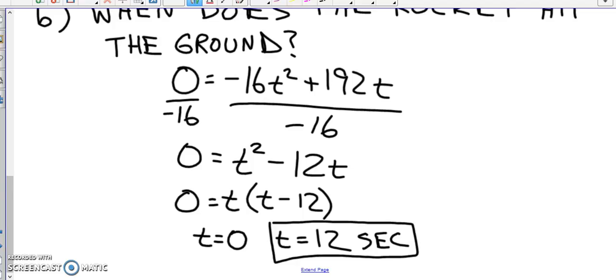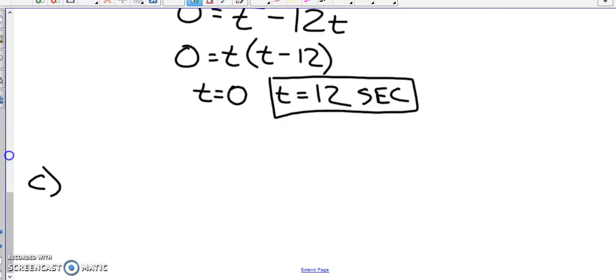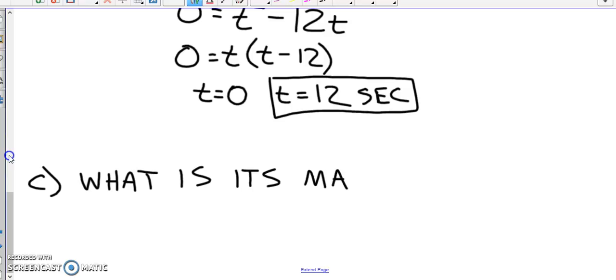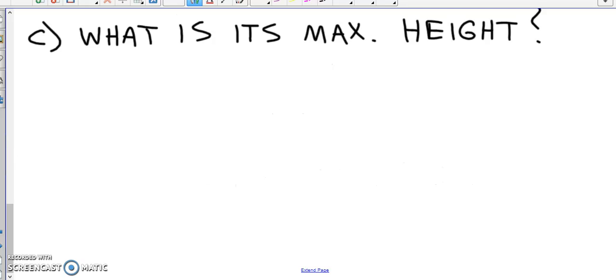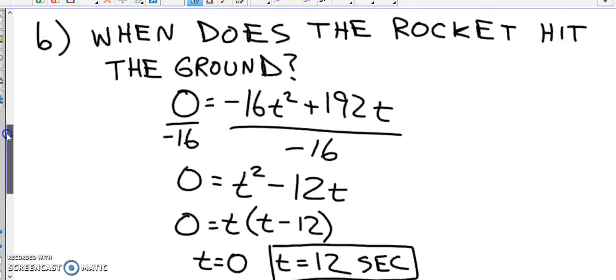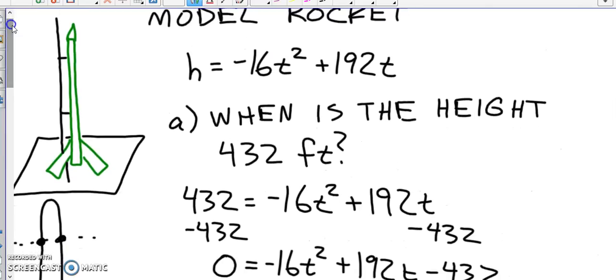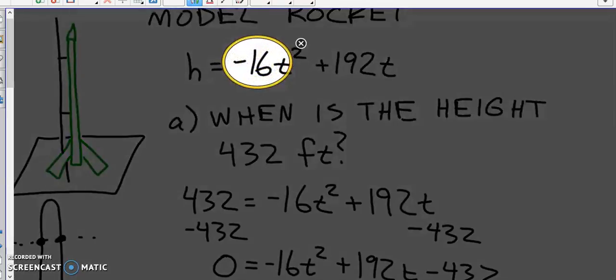The only other question that remains would be, what is its maximum height? Well, in order to do that, you need to find the vertex. This is a quadratic equation. If you are to graph a quadratic equation, it gives you a parabola. And not only that, but if you notice all the way up here, the leading coefficient on this quadratic, the number in front of the squared variable, is negative.